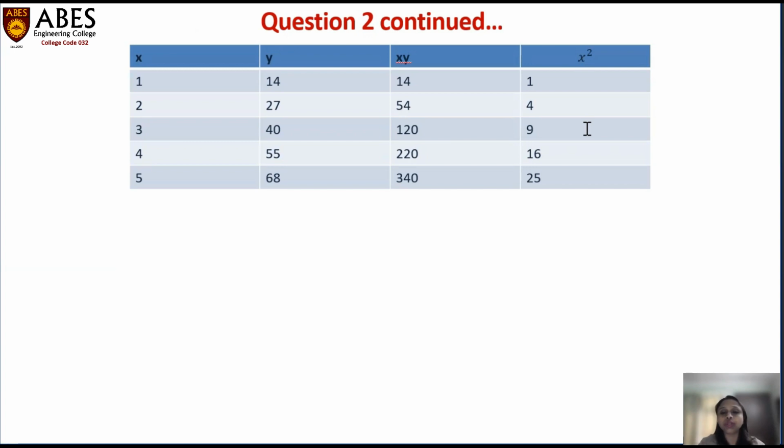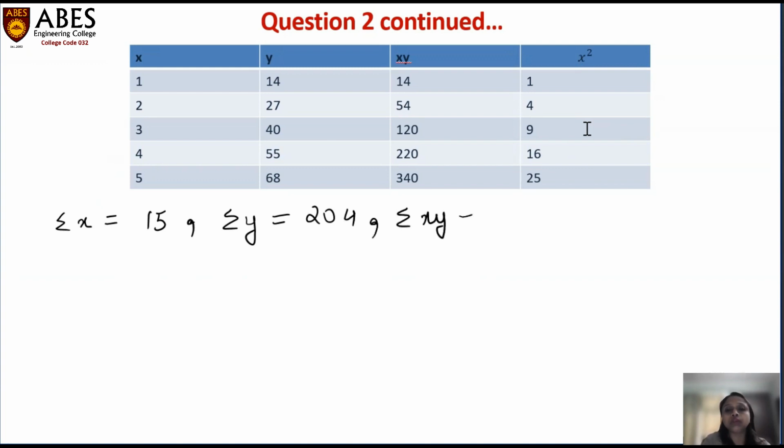Now we will find all the corresponding terms that we need. That is summation x, 15, summation of y, 204, summation of xy, that is 748, and summation of x square, that is 55. These are my values. Now, let us put them in the normal equations that we have discussed in the previous slide.